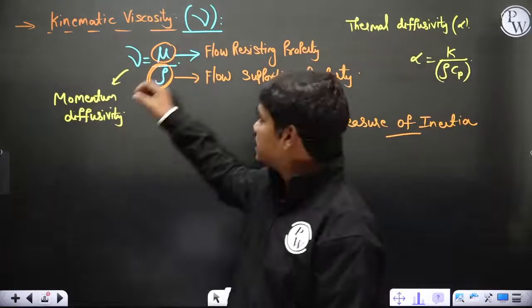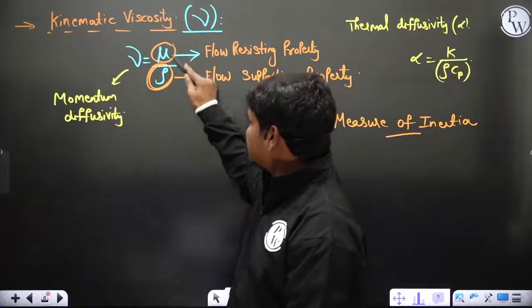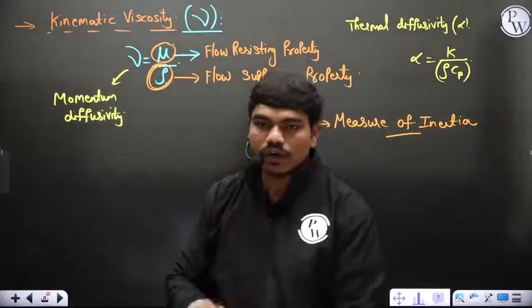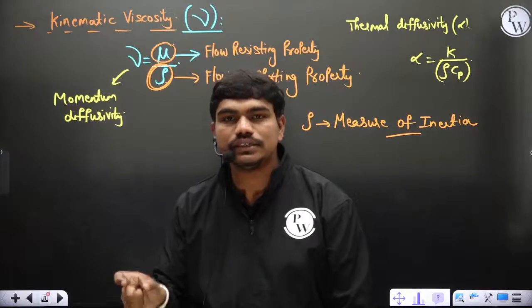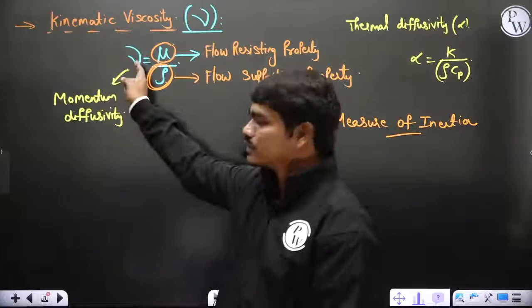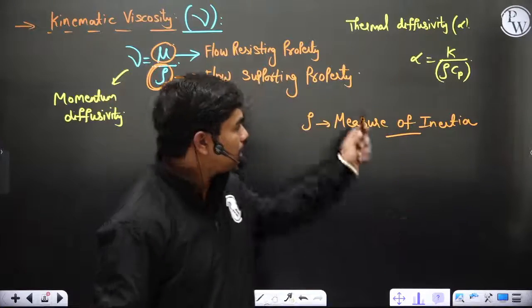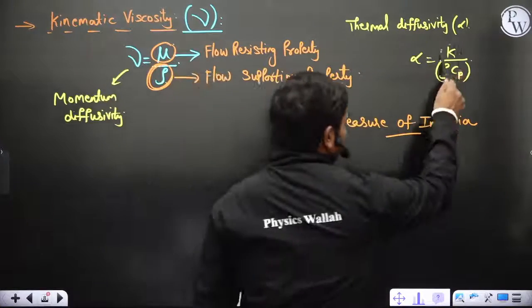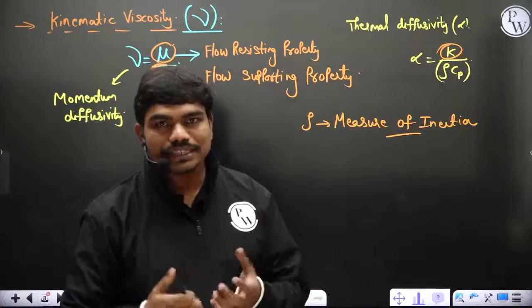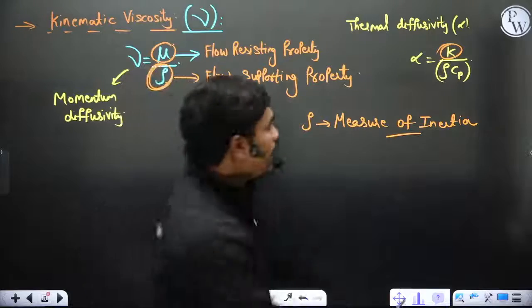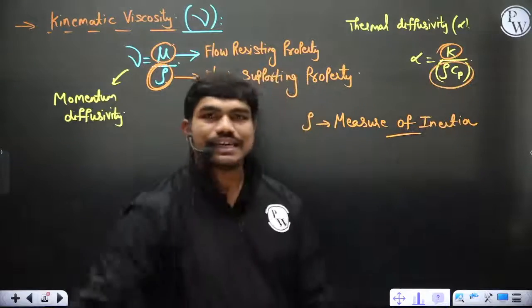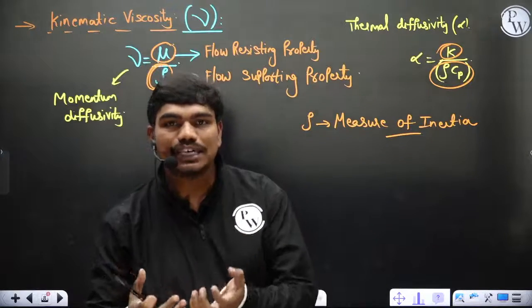Got it? Okay, so here you can see when this is trying to stop and this is trying to propagate the flow, this ratio actually brings out how effectively a fluid can flow under a shear stress, and that's why kinematic viscosity is very much important. Clearly here also you can see thermal conductivity is a measure of how effectively heat can flow through a substance, and the rho Cp is nothing but heat capacity, the heat holding capacity of a substance.